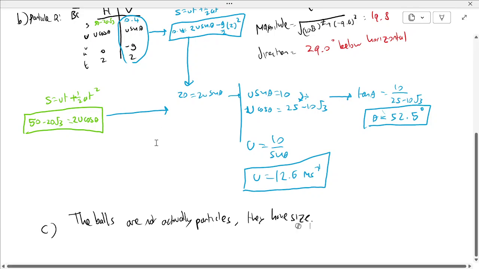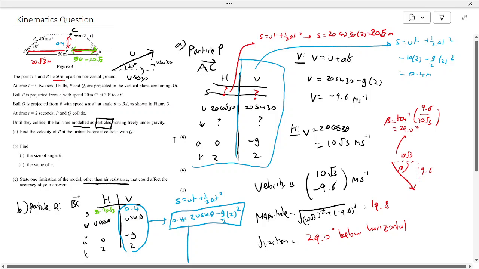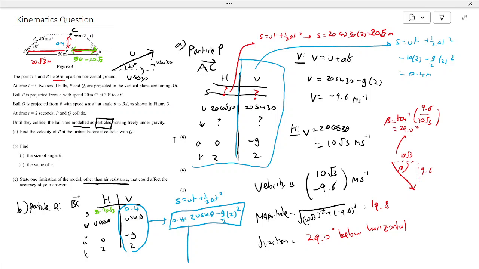You get no marks, obviously, for writing about air resistance. You also get no marks for writing about the mass of the particle. So I hope that is helpful.